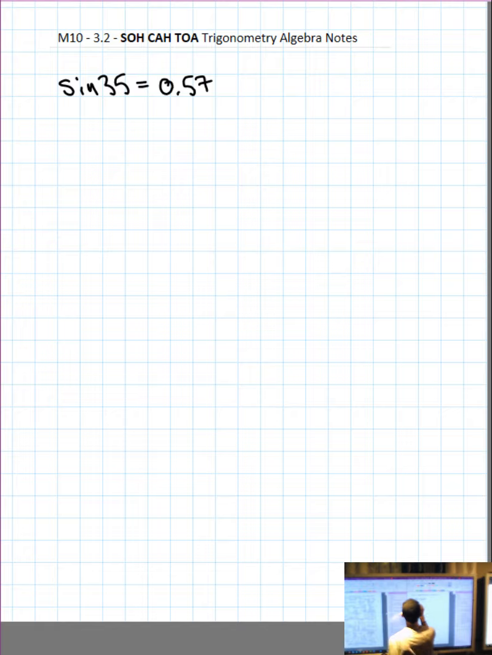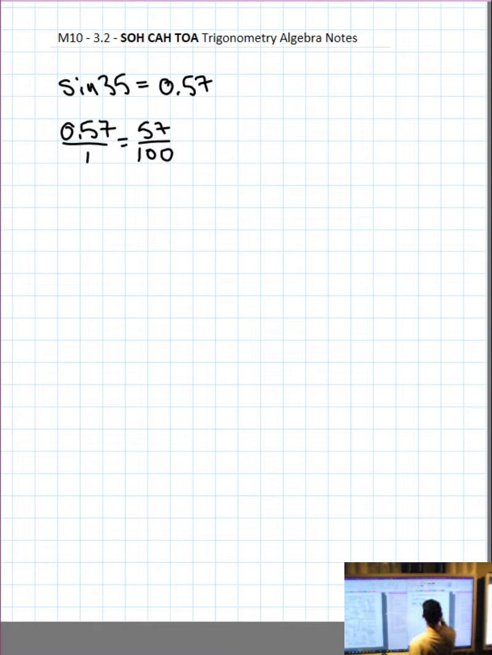Well, from grade 8, we know that 0.57 is just 0.57 over 1. It's also 57 over 100. Interesting. Okay, we've been talking about right angle triangles. Let's draw a right angle triangle for both, where we have a side length.